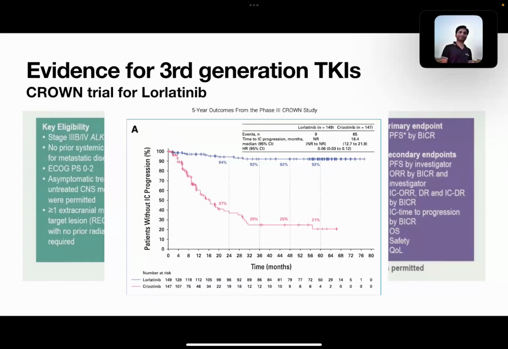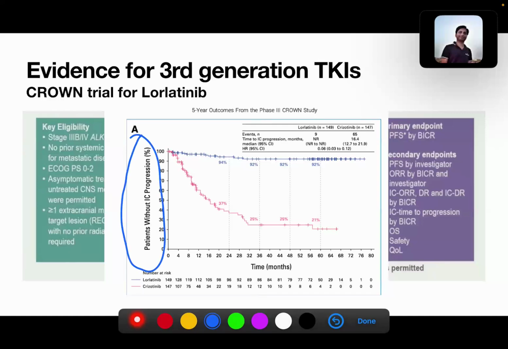And of course, even though 50 to 60% of the patients traditionally with ALK mutation had intracranial mets or developed intracranial mets, here you can see there is barely any intracranial progression or development of new intracranial mets with lorlatinib. Around 92% of the patients did not develop or did not have progression of pre-existing intracranial mets, right? Which shows that this drug has excellent CNS efficacy.